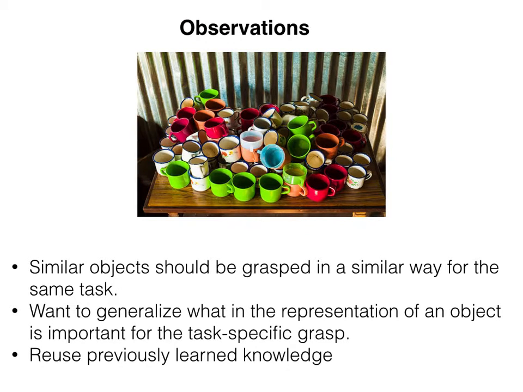So we can start by making some observations. Let's have a look at these cups, for example. Realize that similar objects should sort of be grasped in a similar way for the same task. And we also want the system to generalize what in the representation of an object is important for the task-specific grasp. And then we would want to reuse previously learned knowledge for placing these grasps.